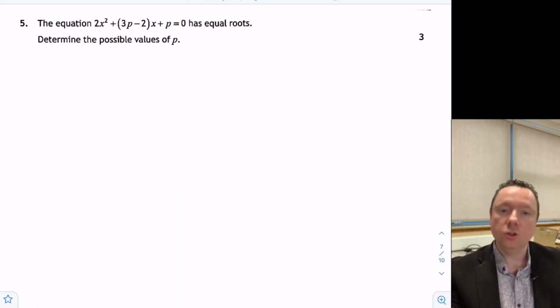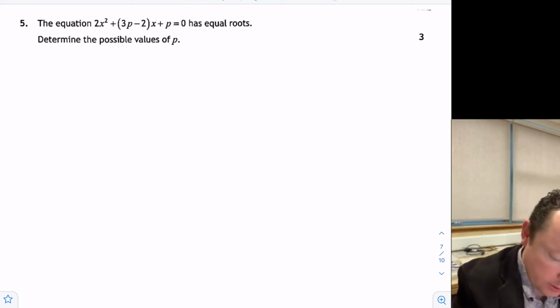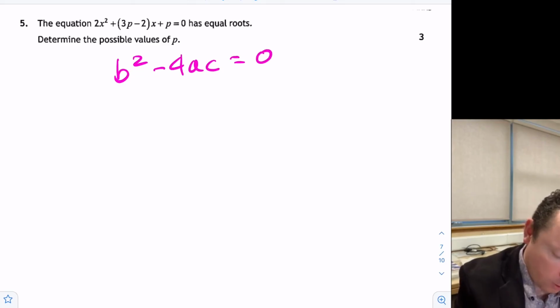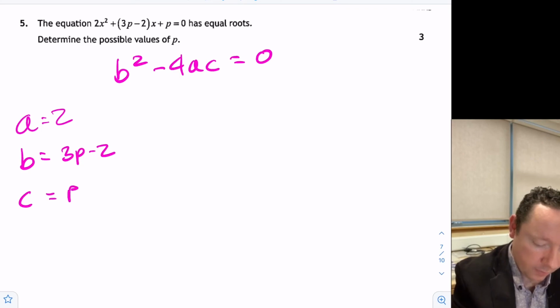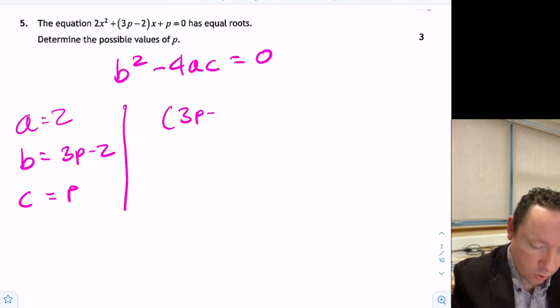So if it's got equal roots, b squared minus 4ac equals 0. So our a is just the number in front of x squared, which is 2. Our b is 3p minus 2, the number in front of x. And our c is whatever's left on the end, which is p. So we can do b squared minus 4ac, (3p minus 2) squared minus 4 times 2 times p equals 0.